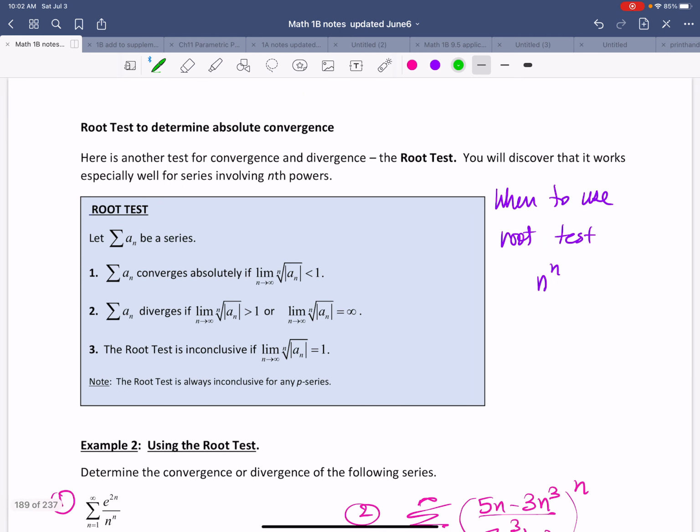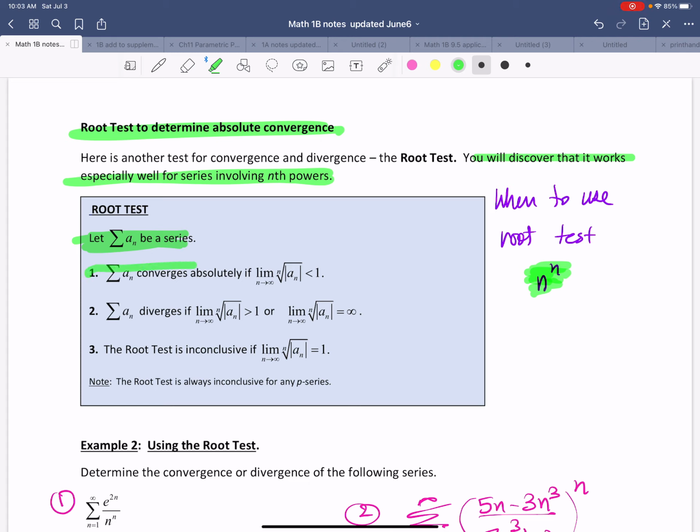Now we're going to look at the root test. The root test is also used to determine absolute convergence. It's kind of similar to the ratio test, but instead of taking the ratio here, we take the root. So this works very well with series involving nth powers. When you have n raised to the nth power, we can use the root test. We can also use the ratio test in those cases, but it's easier to use the root test.